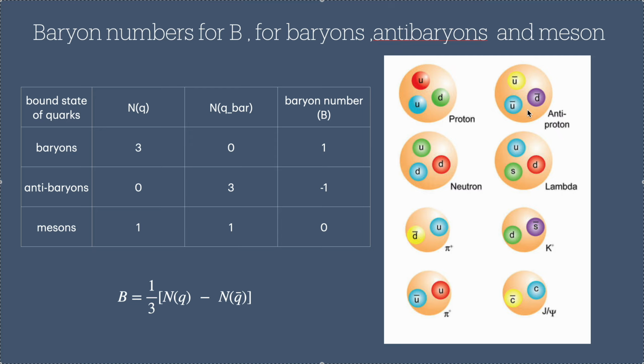In case of a meson, which is a bound state of a quark and anti-quark pair, the total number of quarks is 1, anti-quarks is 1, so the baryon number is 0.